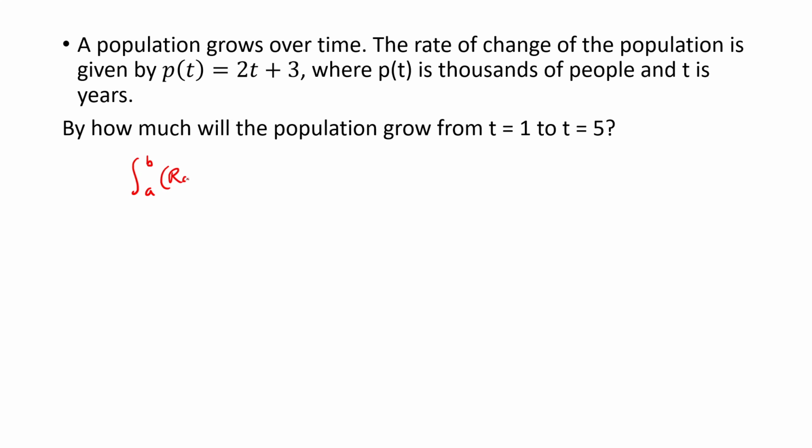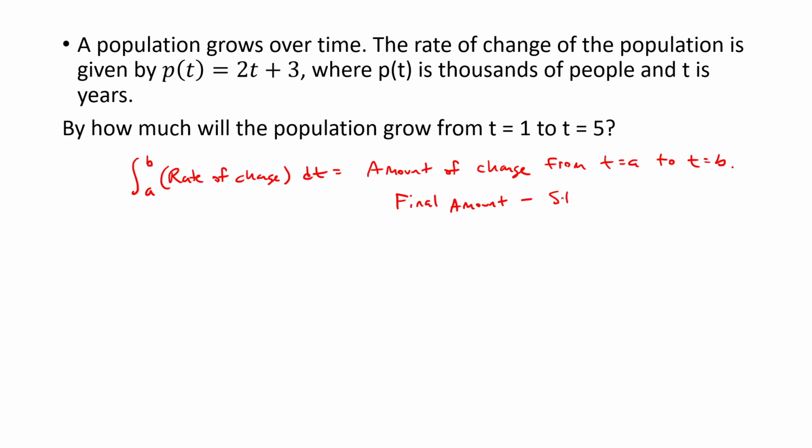is that the integral of a rate of change is going to give you an amount of change from time equals a to time equals b. Okay, so it will tell you the difference between the final amount minus the starting amount. And so in this case, it will tell us the difference between the final population and the starting population. And so sometimes we say this is the net amount of change.